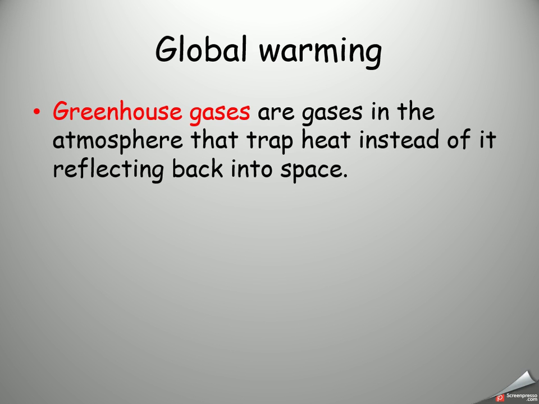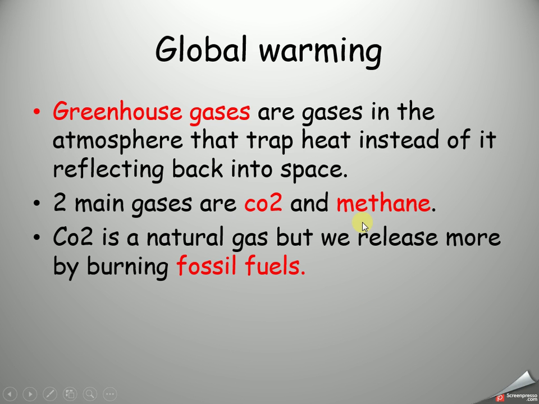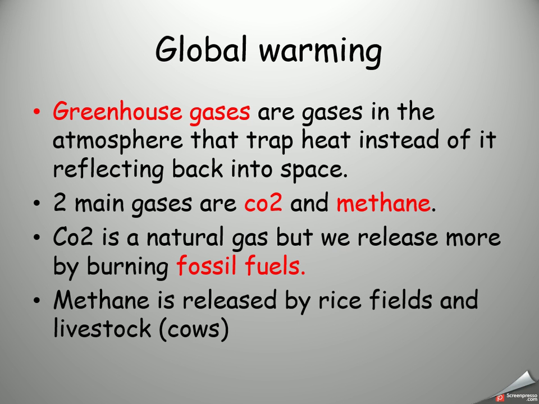Global warming. Greenhouse gases are gases in the atmosphere that trap heat instead of reflecting it back into space. 2 main greenhouse gases are carbon dioxide and methane. CO2 is a natural gas, but we release more of it by burning fossil fuels. So relating all the way back to the carbon cycle, where some of that carbon has been locked away, we're digging all that old carbon out, and then we are burning it, which is increasing the amount of CO2. Methane is released by rice fields and by livestock, cows.